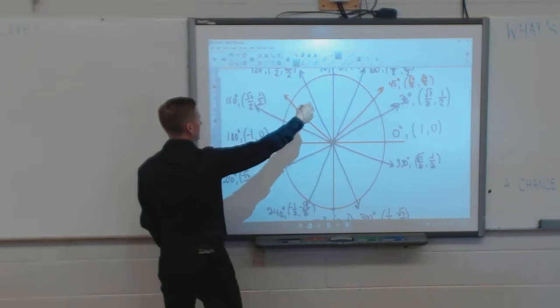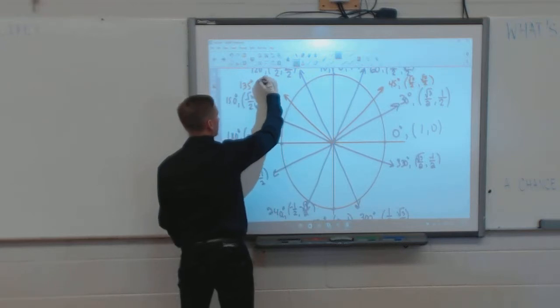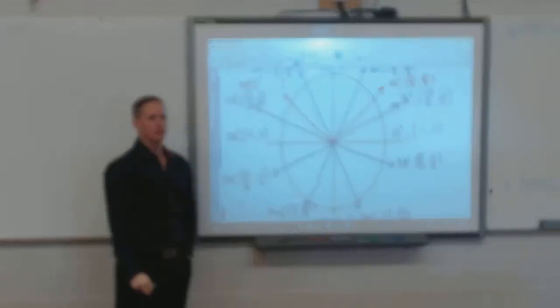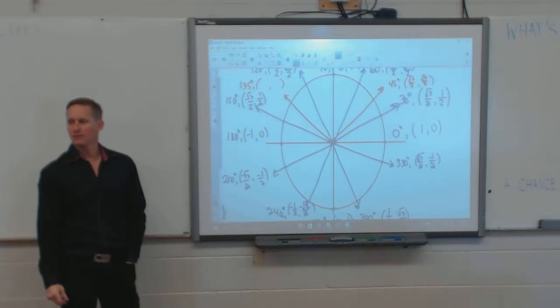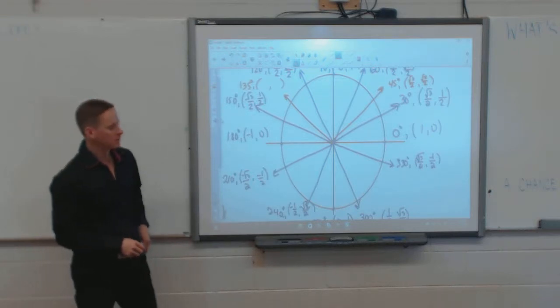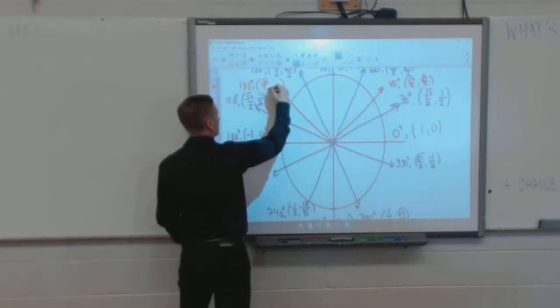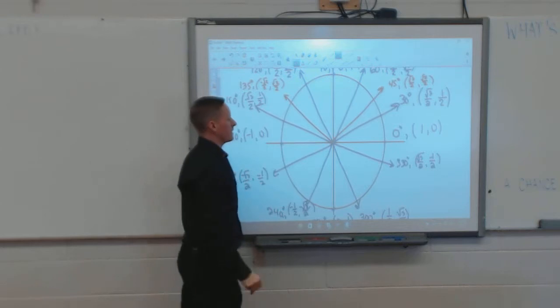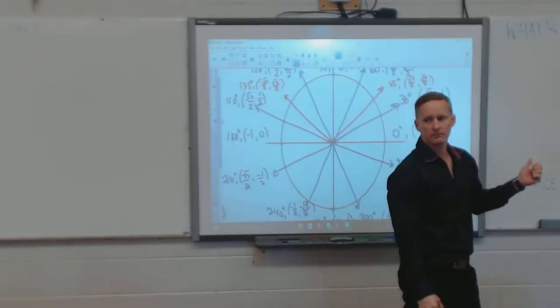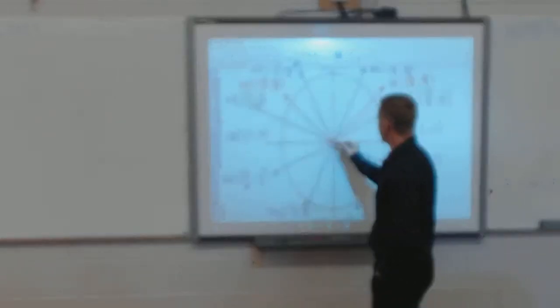Over here is 135. What are the ratios? What's the reference angle? Minus root 2 over 2 and root 2 over 2. That's right. Good. Because why? What is my reference angle for it? It's still 45, right? So the ratios are still the same. The only thing that changes is the sign.